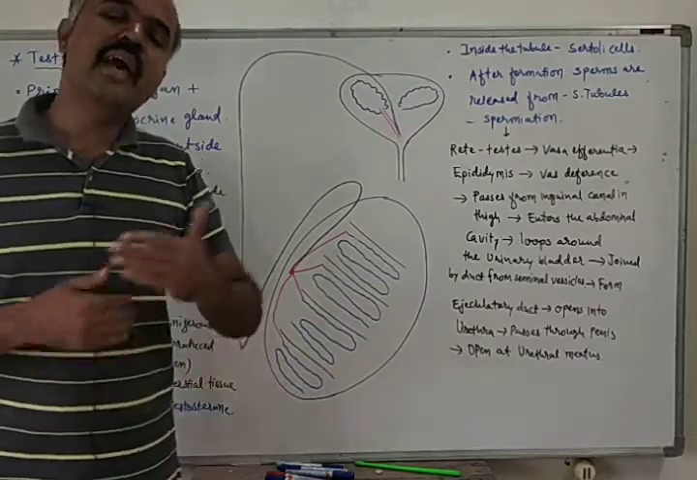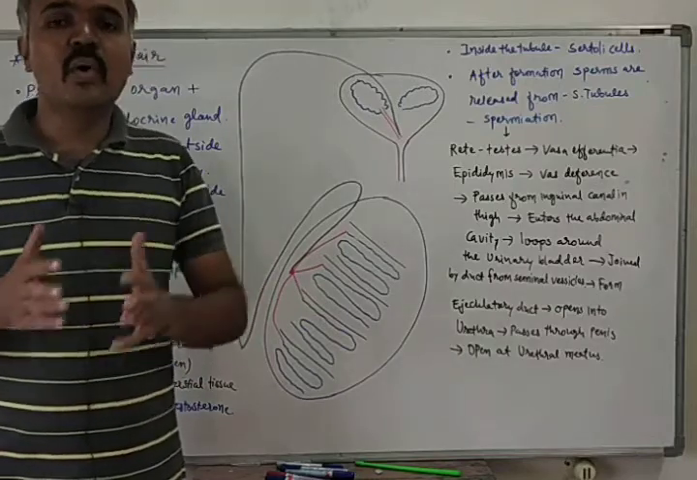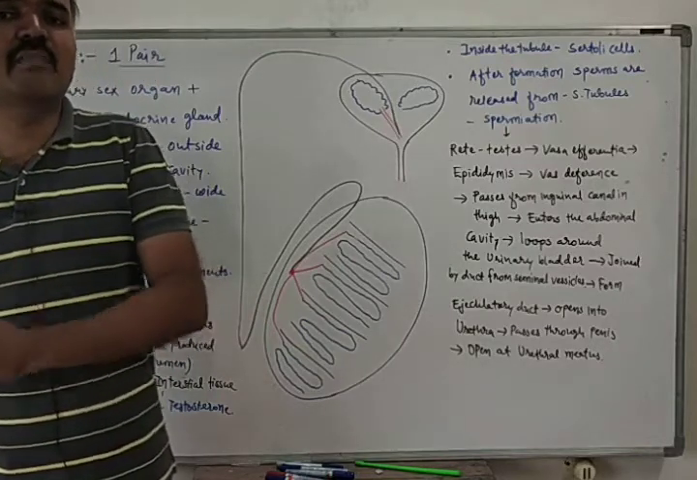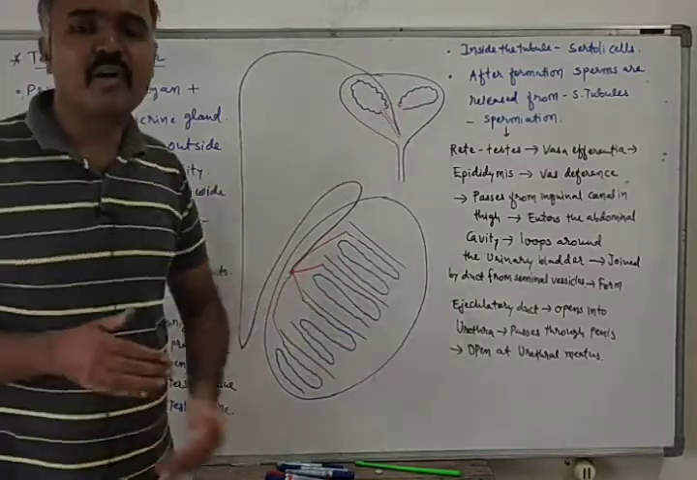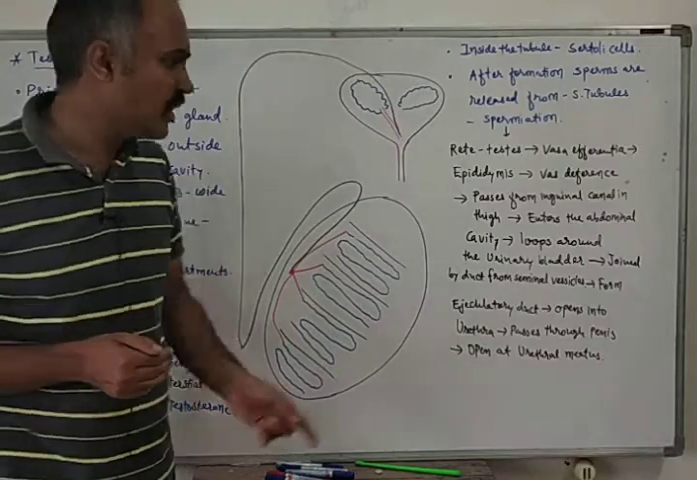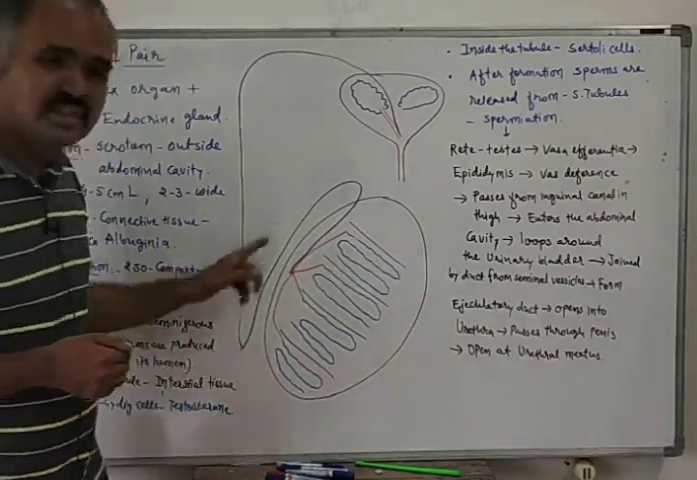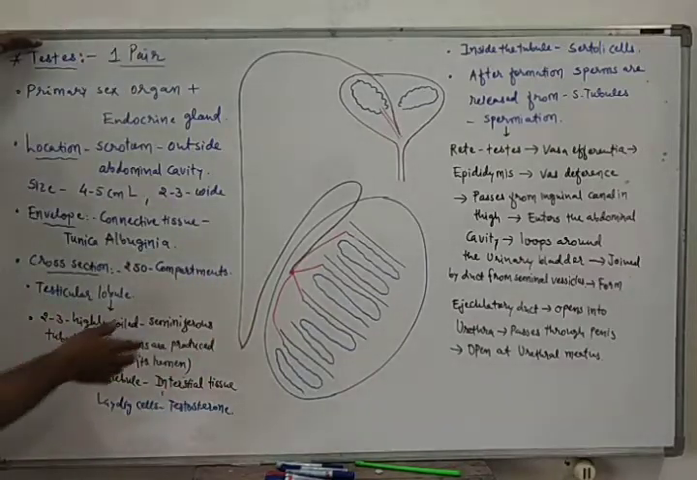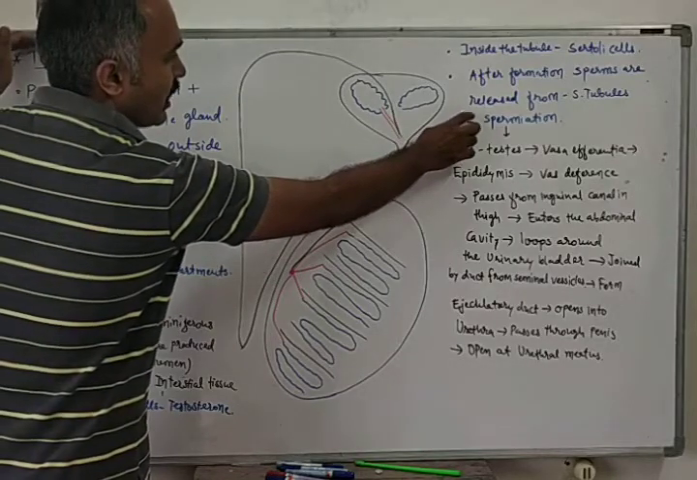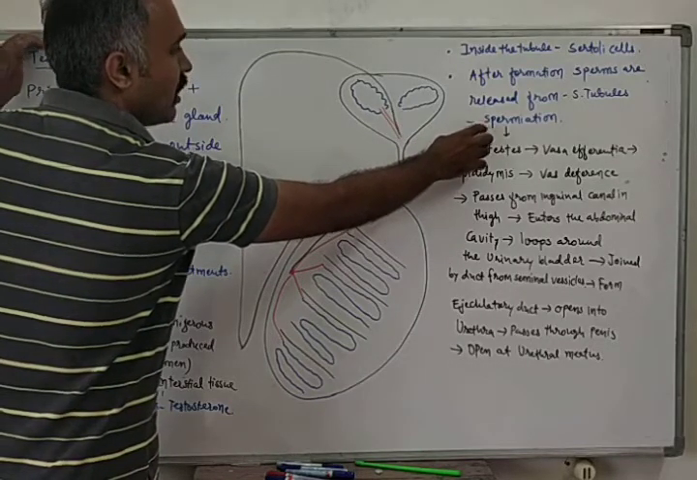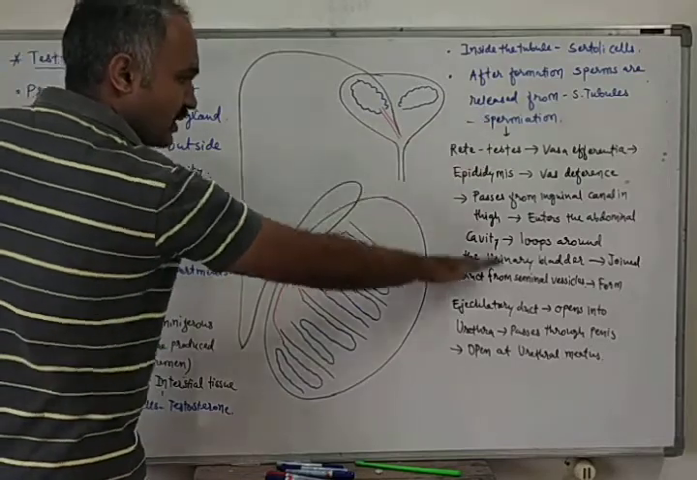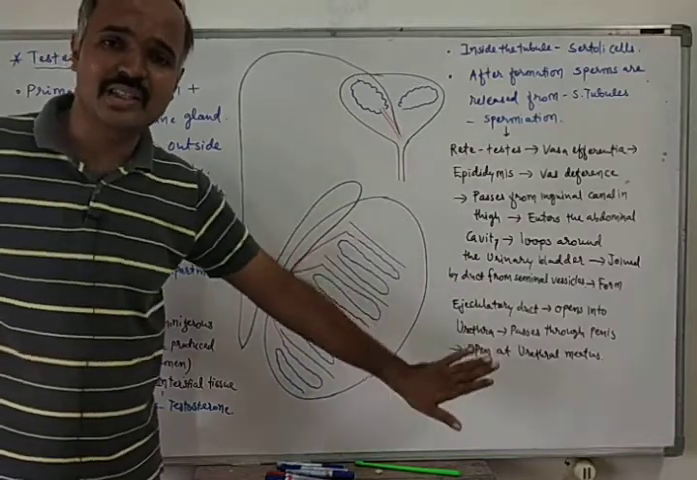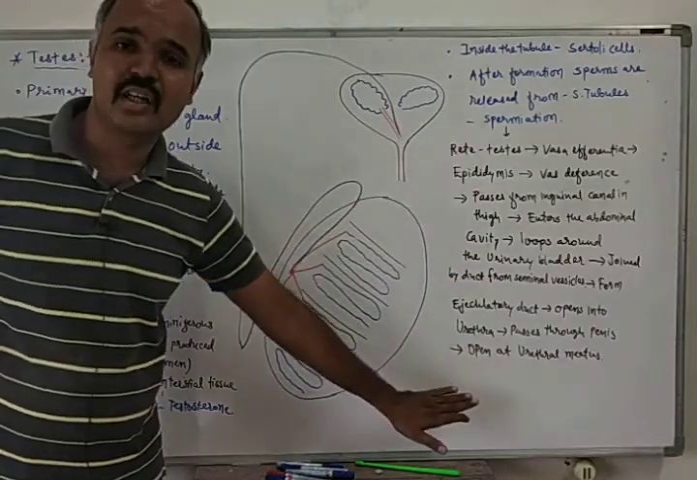So where will they go? The sperms will go into the accessory ducts of the male reproductive system. So now we will talk about the accessory ducts. We have talked about everything regarding this testis. We have covered the testis; it starts from here and is finished over here. From here the topic of accessory ducts will start.